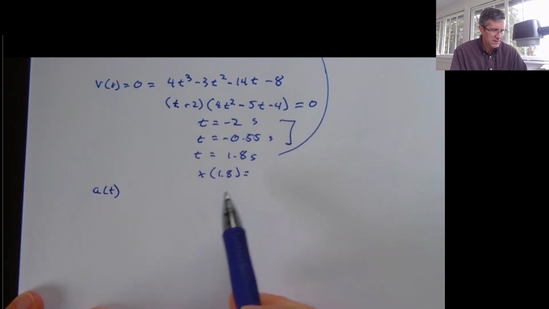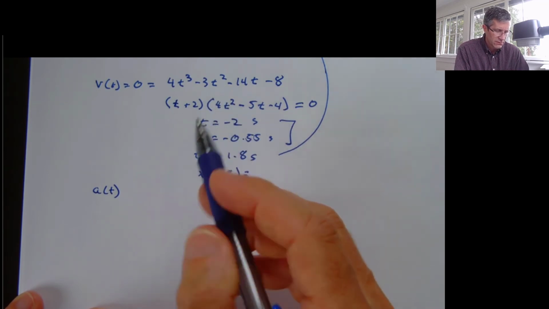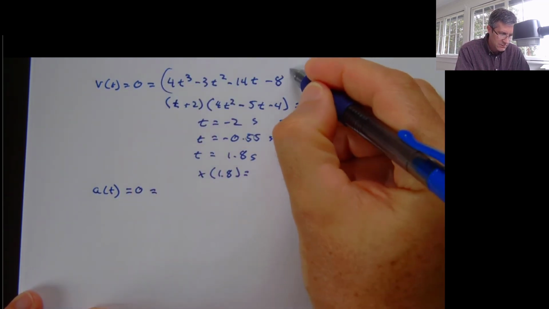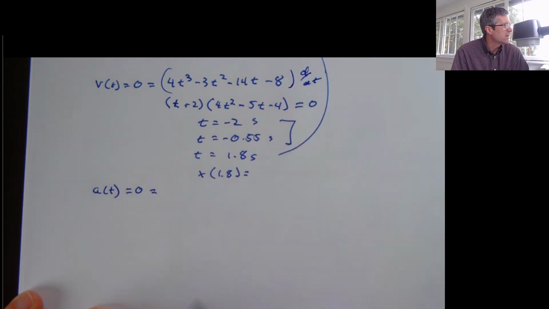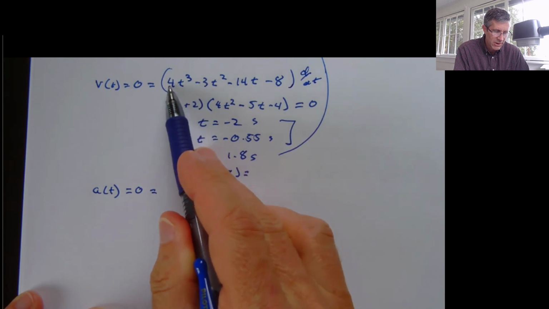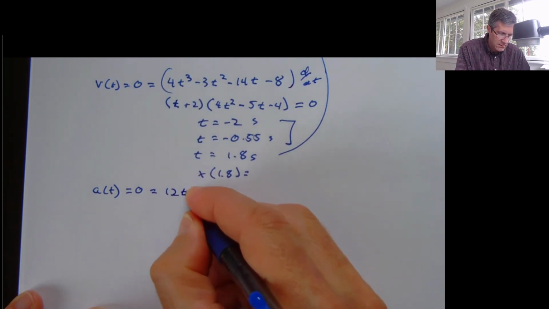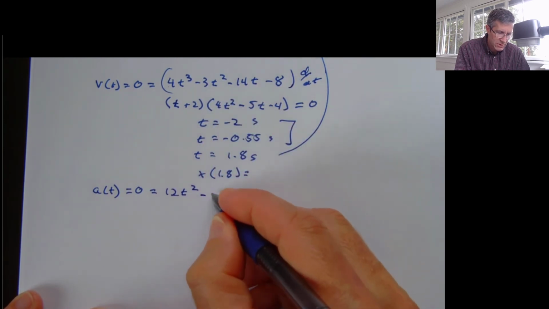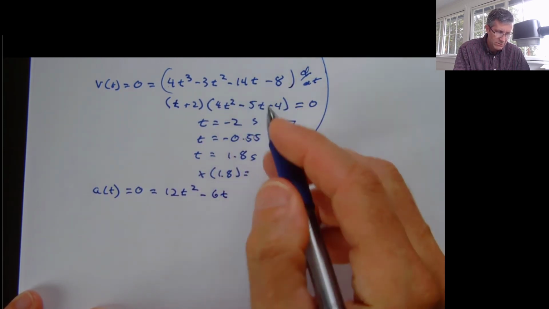So I'm going to take this equation for velocity, and I'm going to take the derivative of this, and I'm going to set that equal to 0. So let me take the derivative. Again, I'm going to multiply by 3 and lessen the exponent by 1. I'm going to multiply by my exponent, multiply by my exponent.